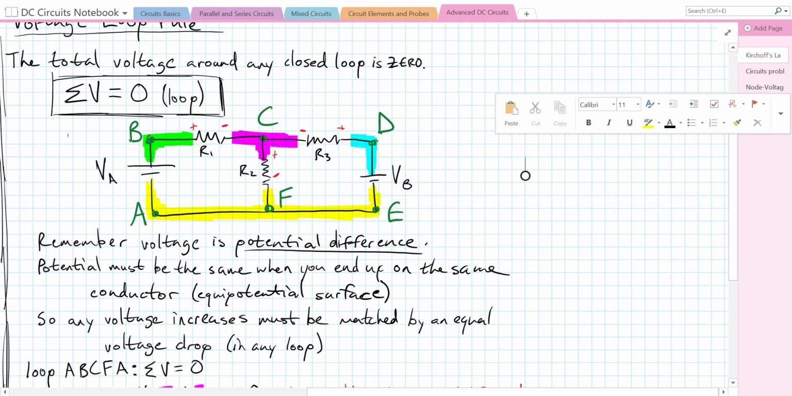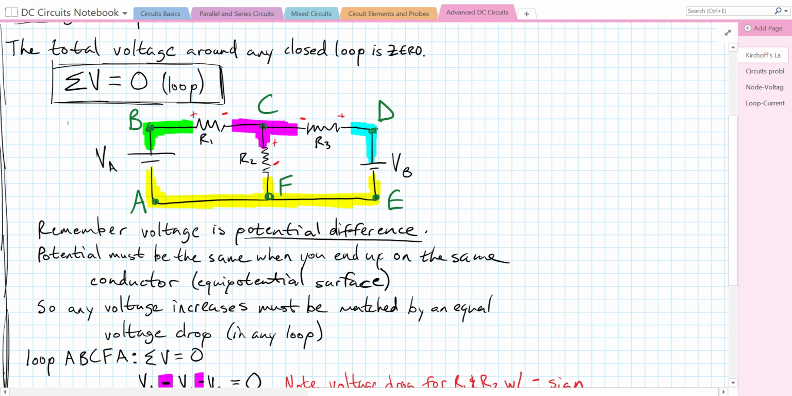Here I have a little circuit, and there's more than one loop we can draw here. But remember that voltage is potential difference, the difference in potential between 2 points. Potential is a lot like potential energy. It's potential energy per unit charge, so it only depends on position. Anywhere on the same surface, you're going to have the same potential. Anywhere in this yellow section, you're at the same potential. Anywhere in this green section, you're at the same potential. Same for the other two colors.